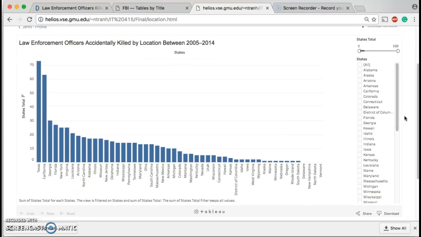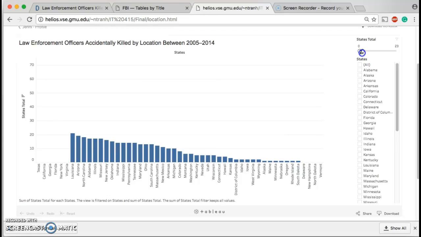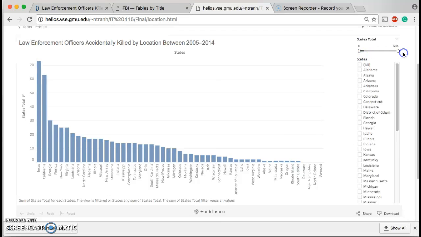So my second chart represents the number of officers killed by location, sorted in descending order, and you can exclude the states by checking the months on this side, and you can also scale the numbers down to include or exclude the states. So as you can see, Texas and California have the most amount of deaths compared to the other states.